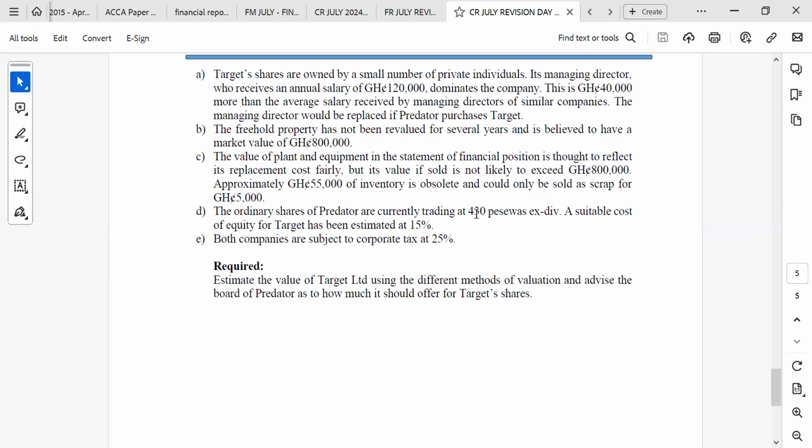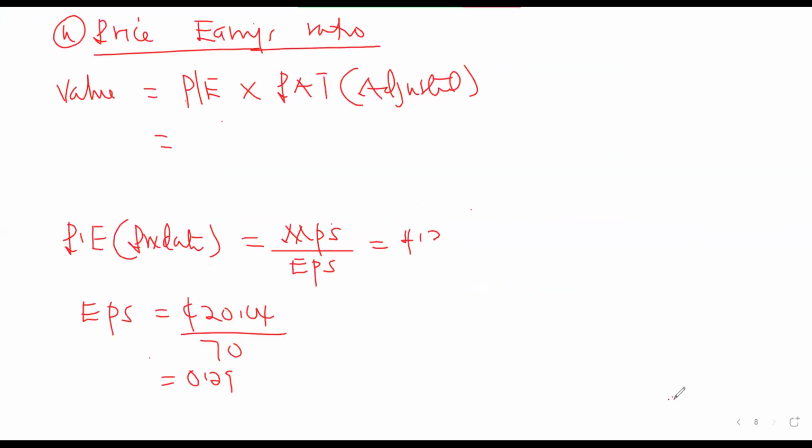D. D is what? 430%. Okay. If we are changing 430 to Ghana cedi, that will be how much? 0.43. The earnings per share is calculated in cedis, so we have to change this one also to cedis. So that will be 0.29. So 4.3 divided by 0.29.